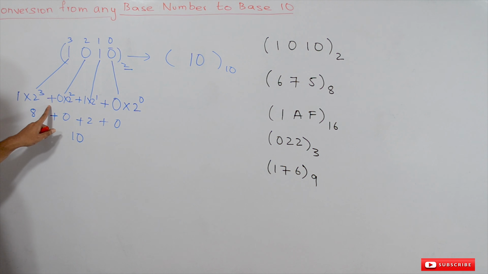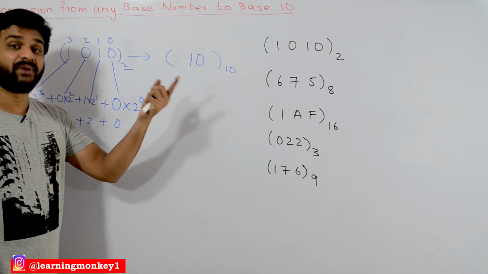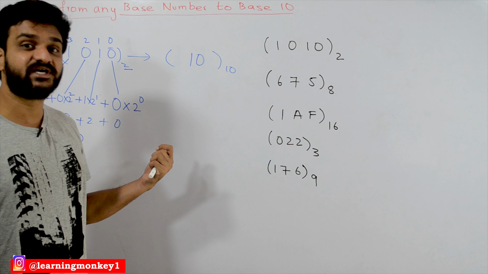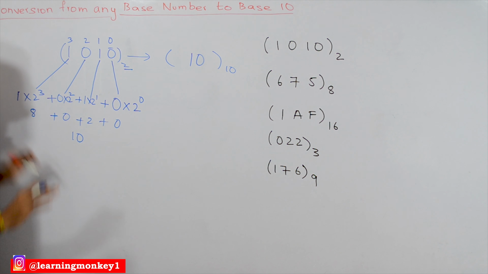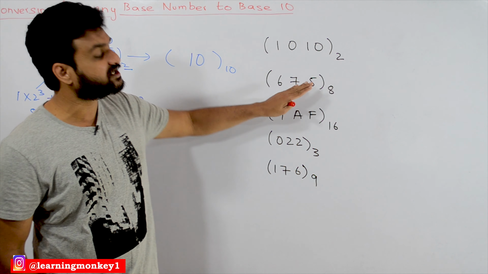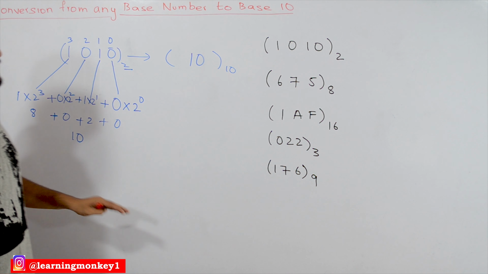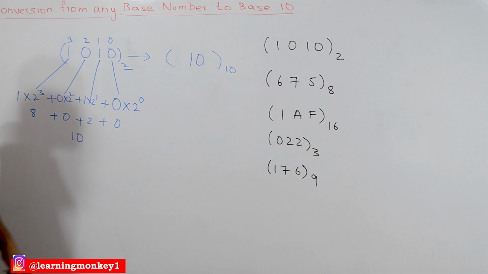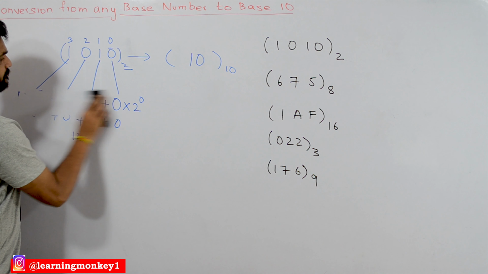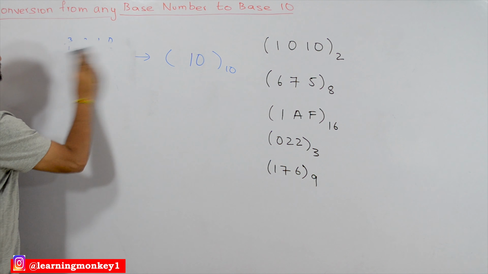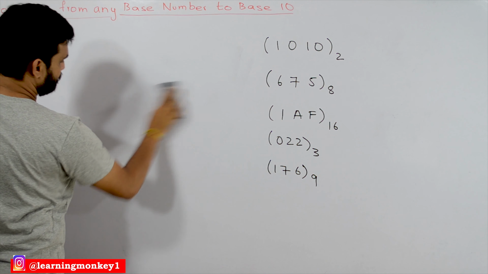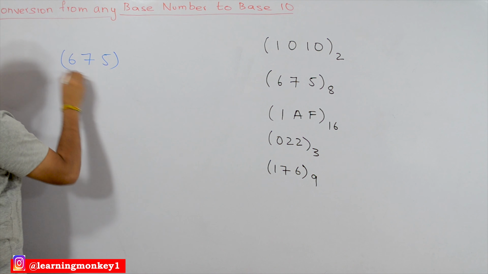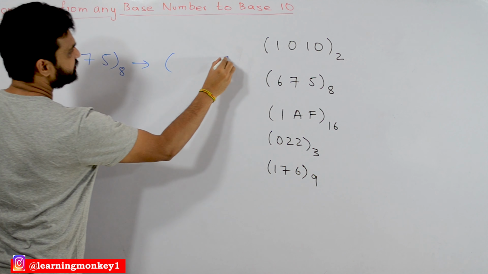So this is the procedure which we have already covered in our binary to decimal number conversion. The procedure that has been used here is sufficient to convert a number in any base to a number in the decimal number system. Now we will try to solve all these examples one by one. So let's check the next number. It is 675 to the base 8 and we have to convert it into base 10.